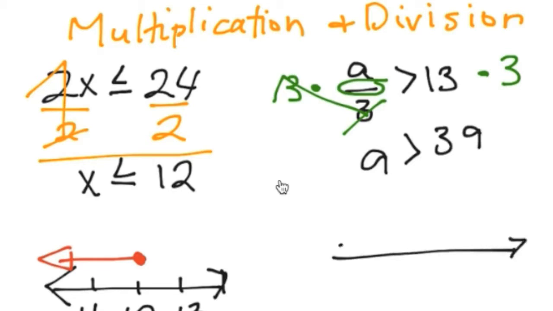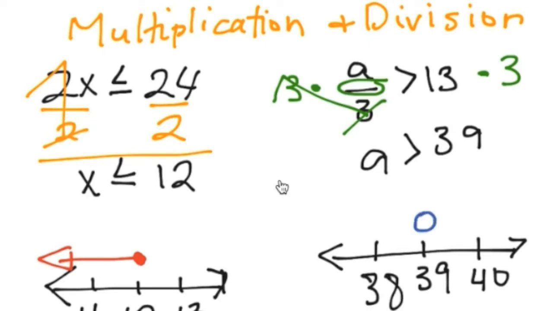Make our number line. We have 39 here, 40, 38. We're going to do an open circle because 39 is not a solution. It is not in the solution set. A is greater than. Goes up. And that is how you solve one-step inequalities.